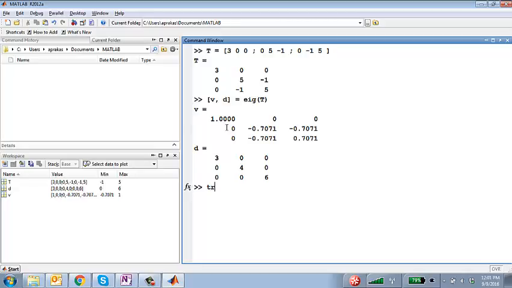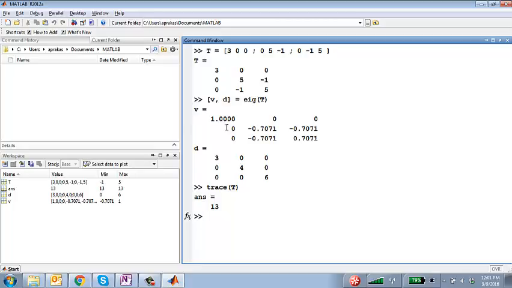So things like trace. Trace is an inbuilt command in MATLAB. What should be the output of trace T? Why is that 13? Sum of the diagonals, right? Trace is defined as T_ii. T_ii means T11 plus T22 plus T33. So indeed, that's the sum of the diagonals.